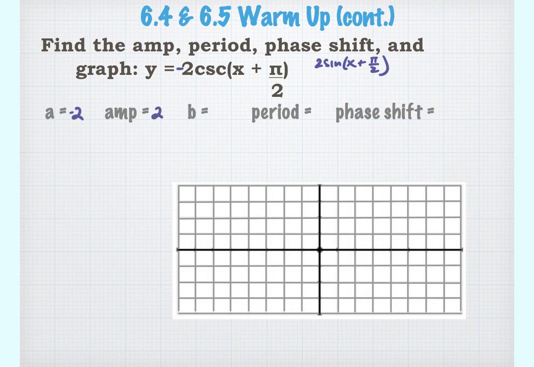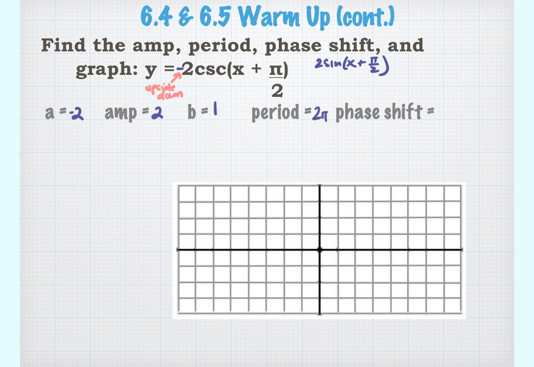What's that negative tell you? It's reflected, so it's going to be upside down at the end. All right, our B is 1 because that's what's attached to the x. So the period is 2 pi over b, which is 2 pi.